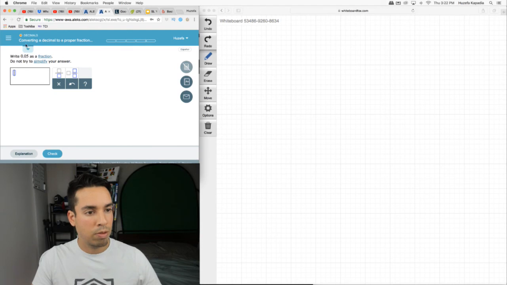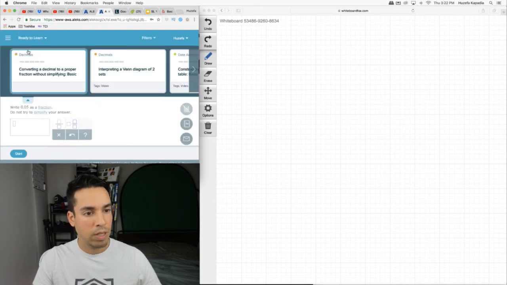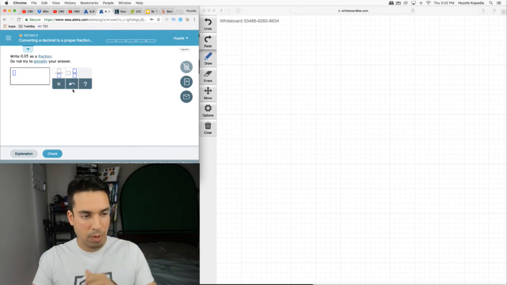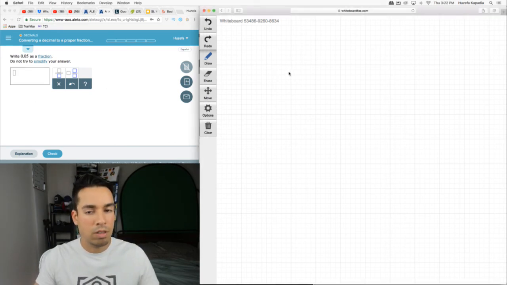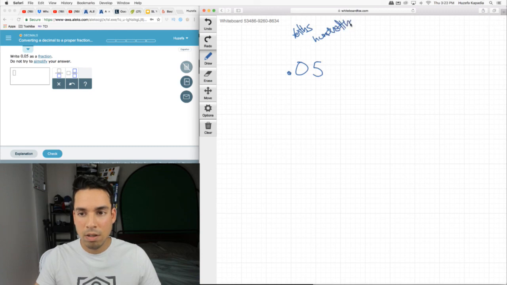Converting a decimal to a proper fraction without simplifying. Basic. Here we go. So how do we do this? 0.05. All we got to do is look at place value, and then this becomes super simple. So this first spot is our 10th spot. This next spot is our 100th spot. This next spot is our 1000th spot.